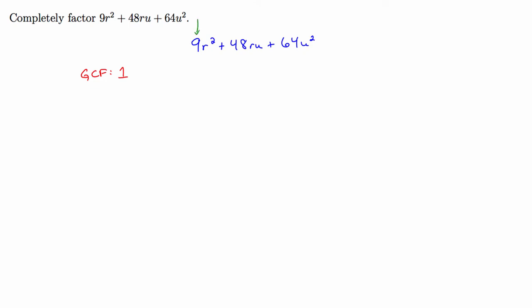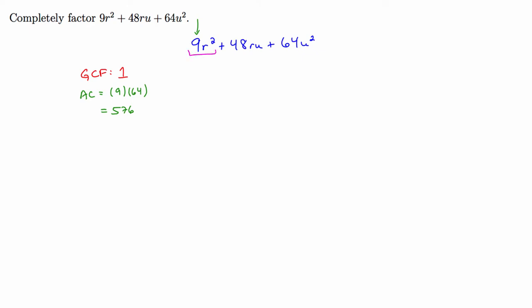Since this is a 9r squared, we have two options. One option is to try to approach it using the AC method. A times C in this case would be 9 times 64. 9 times 64 is 576. If we wanted to use this approach, we would need to find a factor pair of 576, which also added to make 48. Personally, I would rather use another option, and another option begins like this.